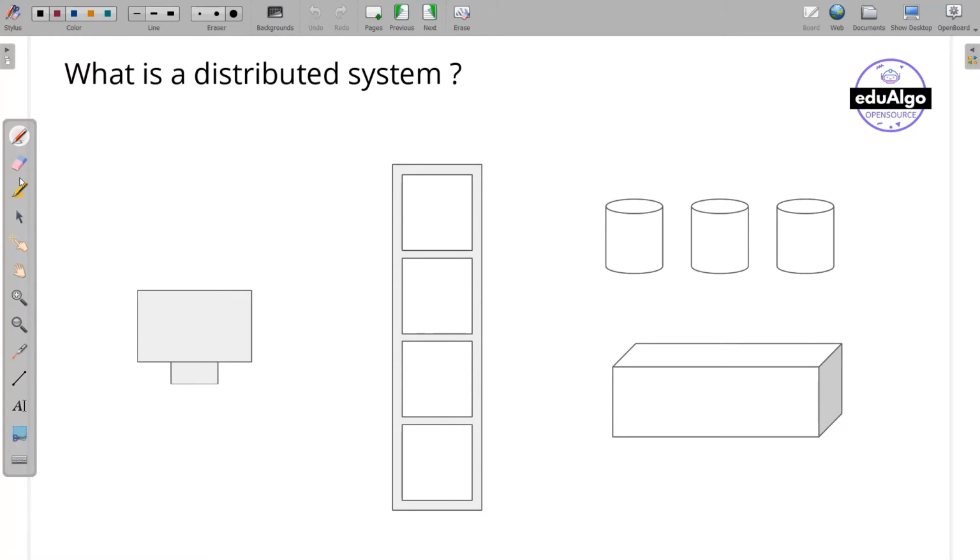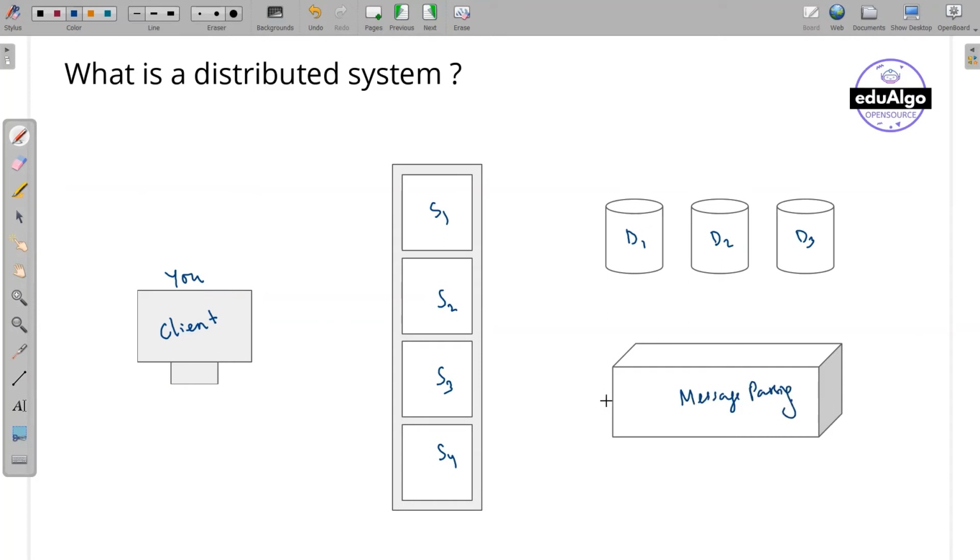Let's assume one example before that. Suppose this is the client. Client means you. You want to access something from this database. Suppose this is database 1, this is database 2, this is database 3. Suppose this is server 1, this is server 2, this is server 3, this is server 4. And suppose this is our message passing technique.